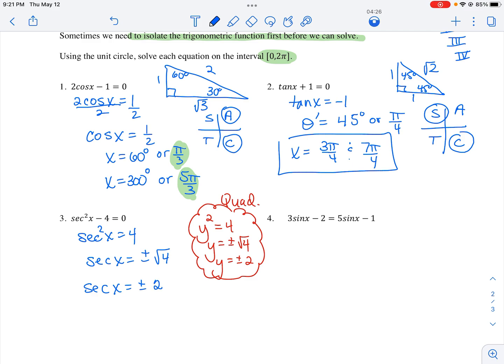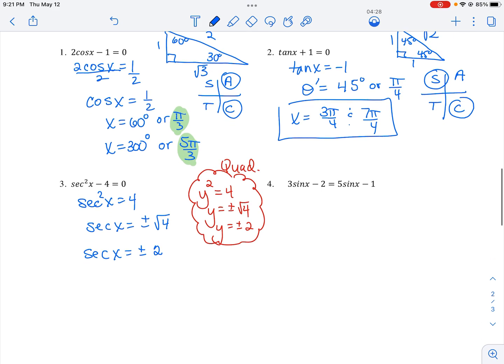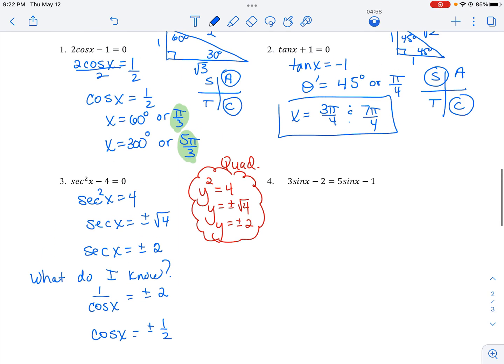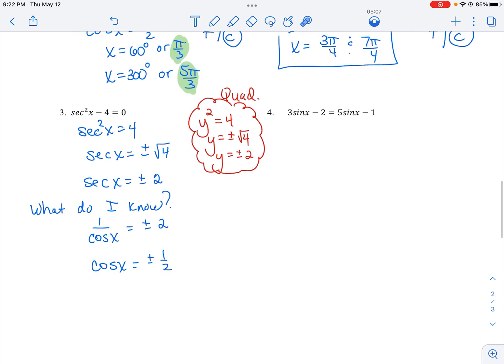All right, I'm not quite sure what to do with secant x, but I'm going to play the what do I know game. What do you know about secant x? Hopefully you said it's the reciprocal of cosine. So secant x is 1 over cosine x, and I can actually flip this. Oh, well now take a quick peek at number 1. We already know the reference angle would be 60 degrees, or pi over 3.